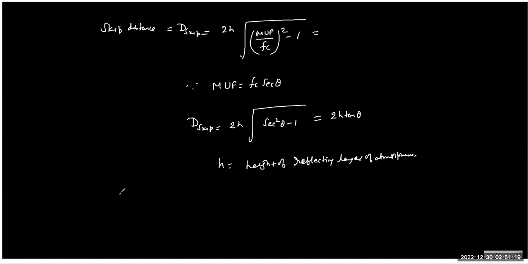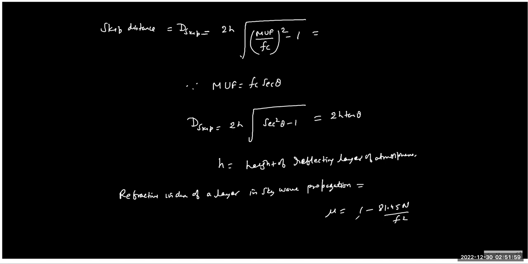Then there is something called the refractive index of a layer in sky wave propagation. Sky means going up. Space means space, but sky means actually going up. So the formula is mu equals the square root of 1 minus 81.45 N by f square.